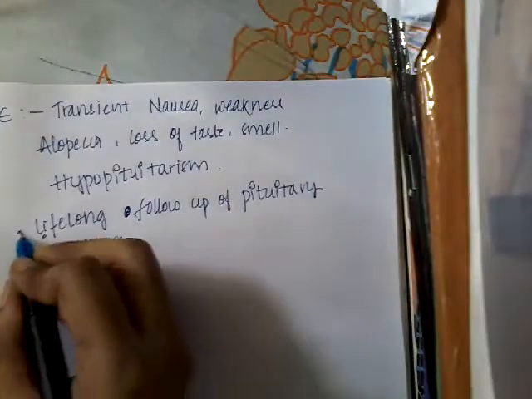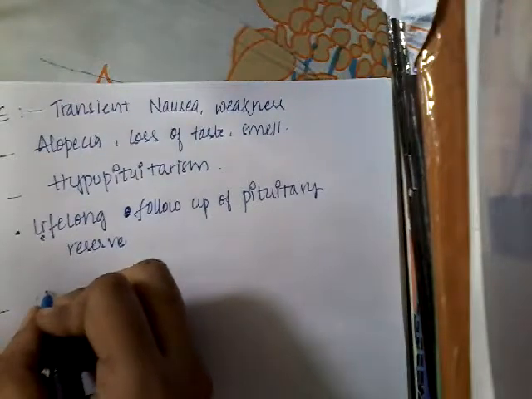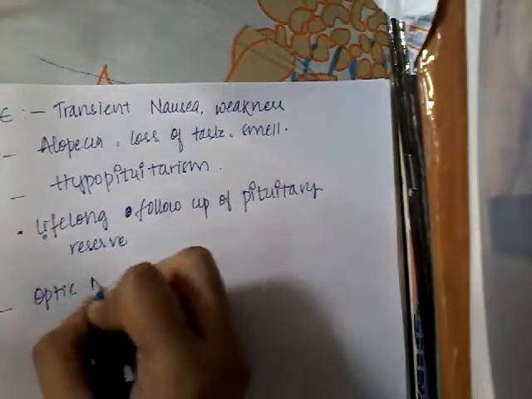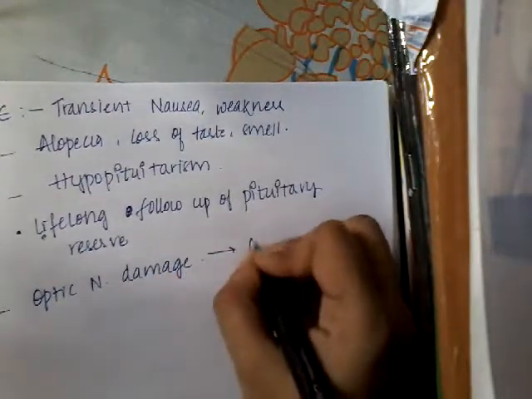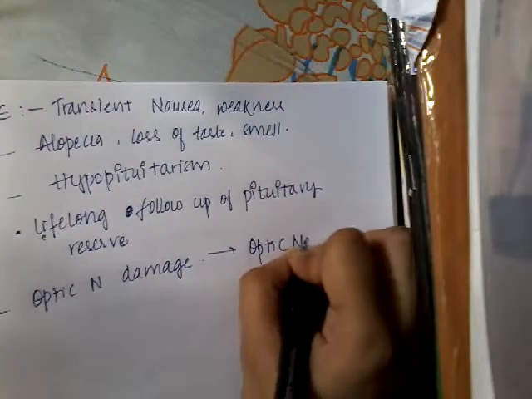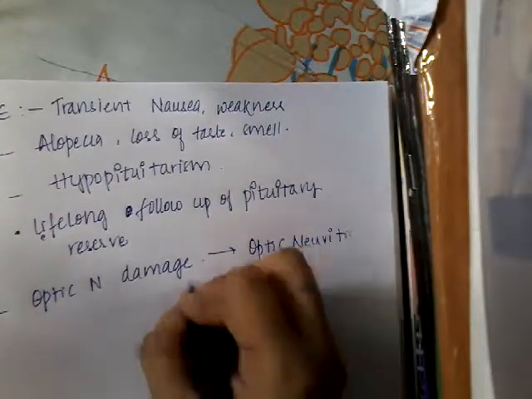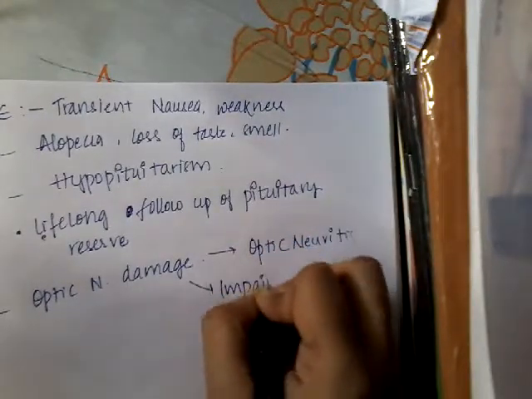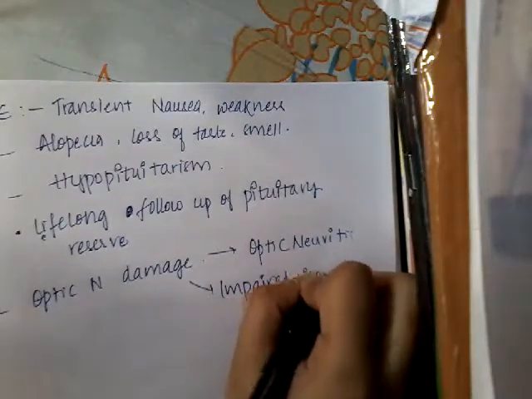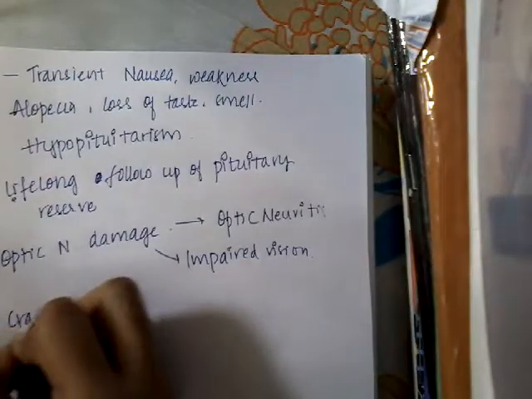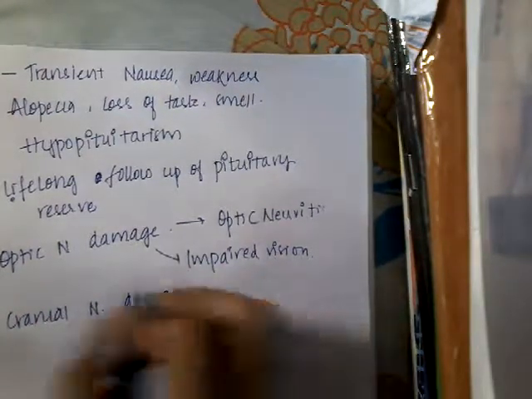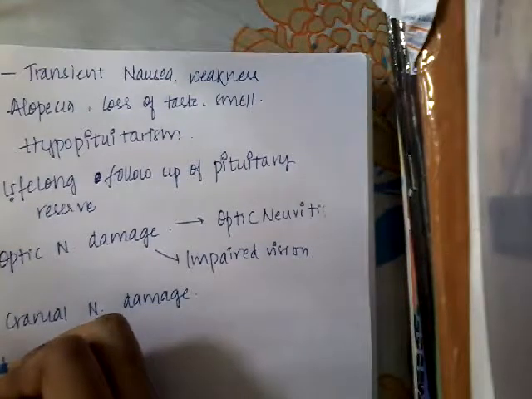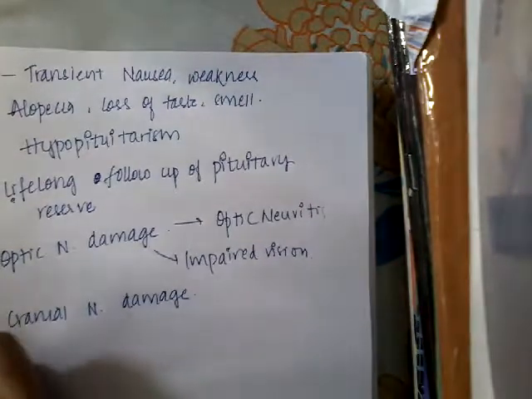Another side effect can be optic nerve damage. In some cases this can lead to optic neuritis and also impaired vision because of optic nerve damage. Sometimes you can also see cranial nerve damage. These are the different side effects which are seen due to radiotherapy.